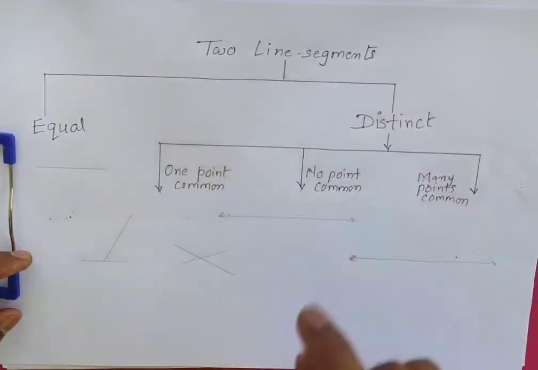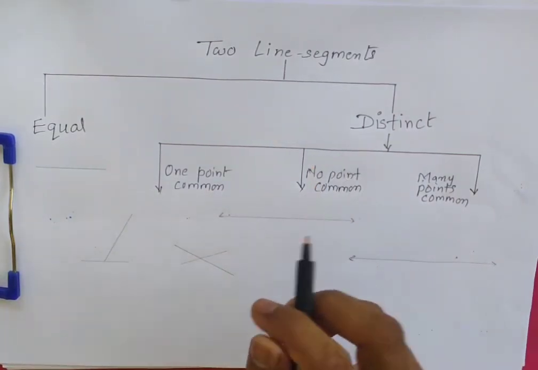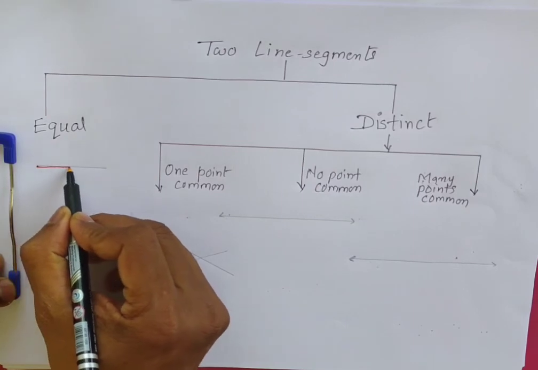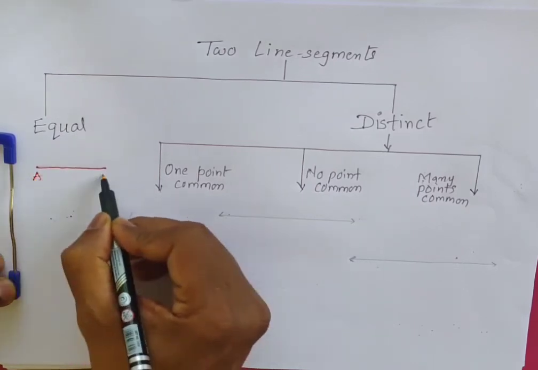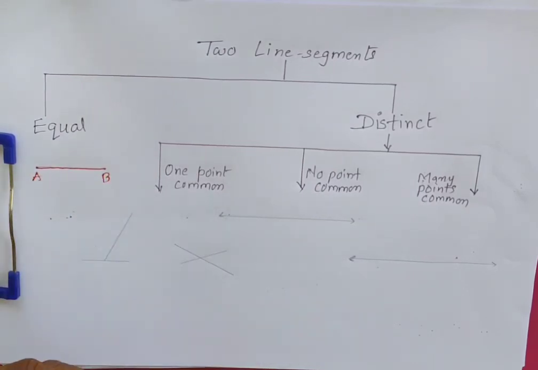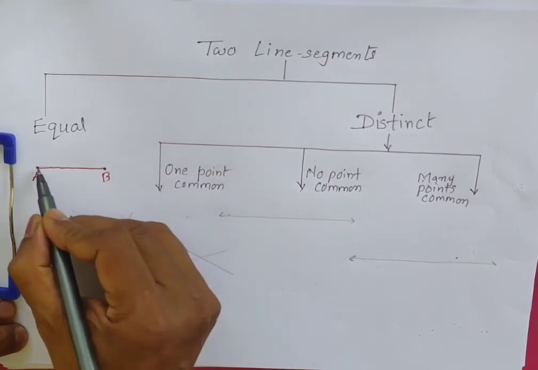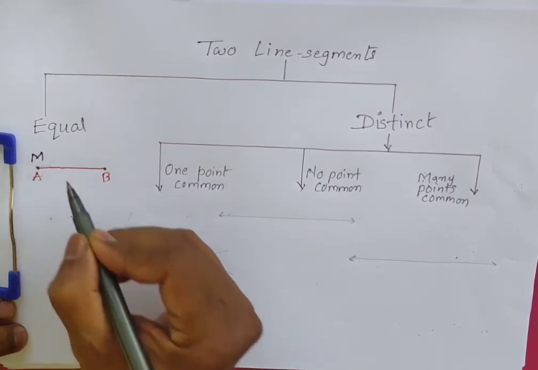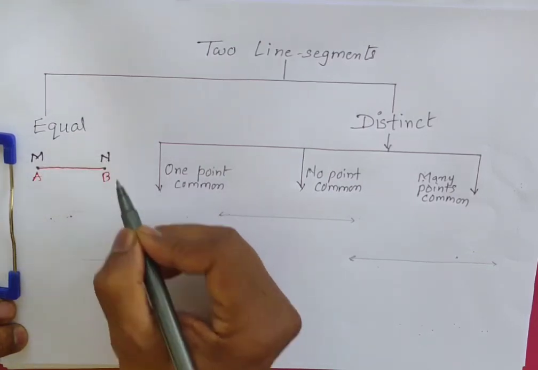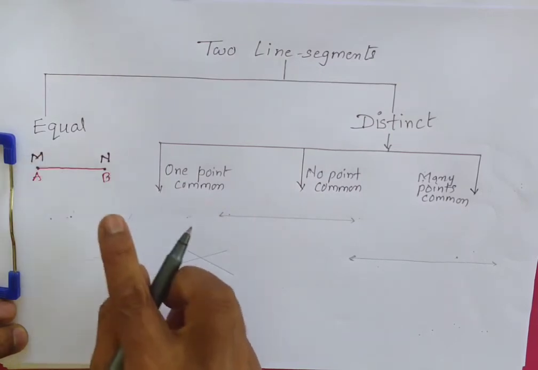Two line segments. When are the two line segments equal, children? See this. This is line segment AB. Now I take the same points A, B, and A I call M and B I call N. So A and M are coinciding.